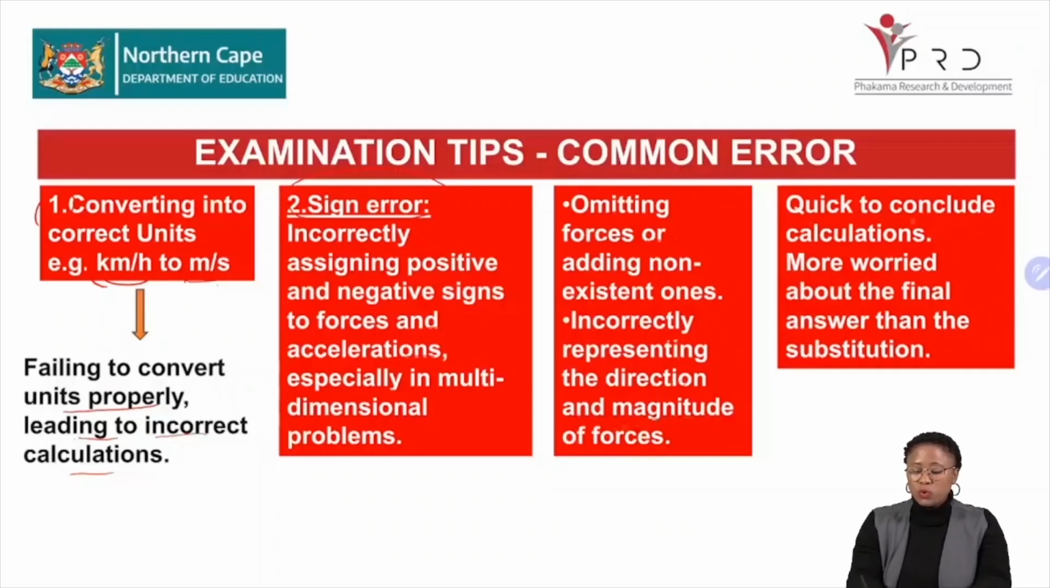Another error is being quick to conclude calculations, more worried about the final answer than the substitution. Remember that in physical sciences, we are interested in you copying the formula as it is from the data sheet and then substituting correctly. Then you can start manipulating the equation after you have done your substitution, do your calculations and get to your final answer. But the final answer is actually 1 mark at the end of the question. Where do you get most of the marks? When you have written the correct formula and done the correct substitution.